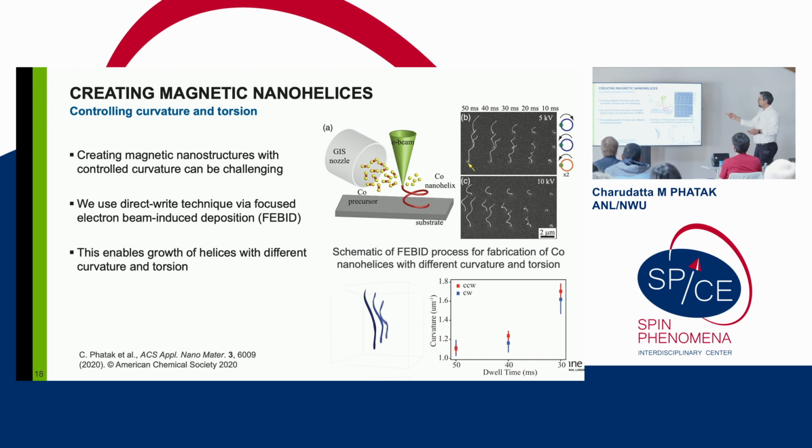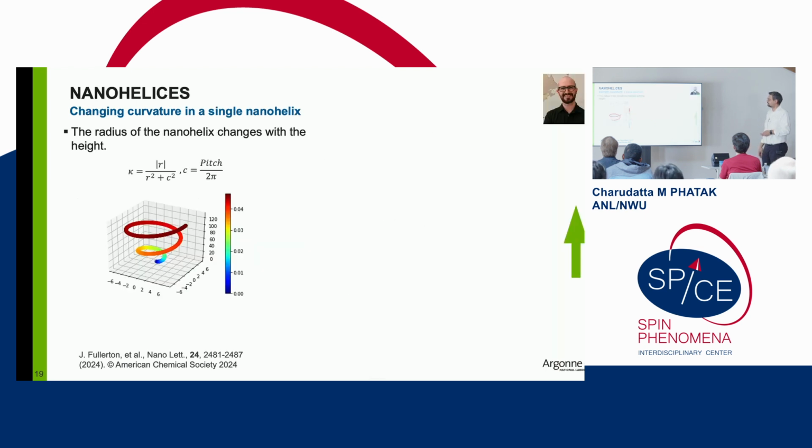One of the issues with just this approach is that for a nanohelix, for a given helical diameter, the curvature and torsion are fixed, because they depend on the geometric parameters. So although we can vary them, the variation is across nanowires, not within a nanowire. So that was the idea: can we change this?